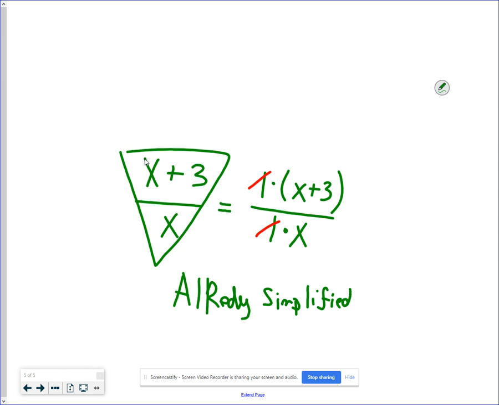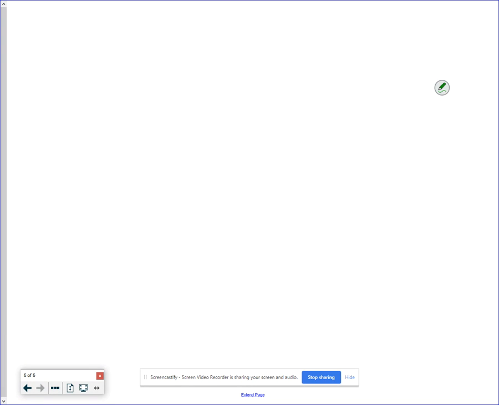Okay. All right, let's try a couple more. Let's do this problem. 2x plus 2 over 3x plus 3. Now again, before you start canceling things out, you got to make sure you always have everything factored first.